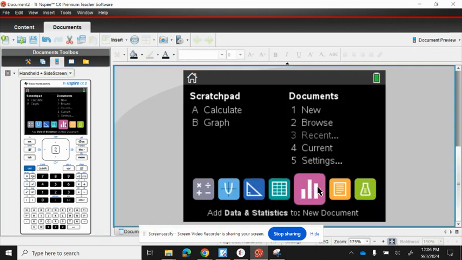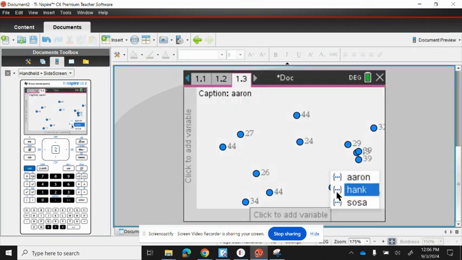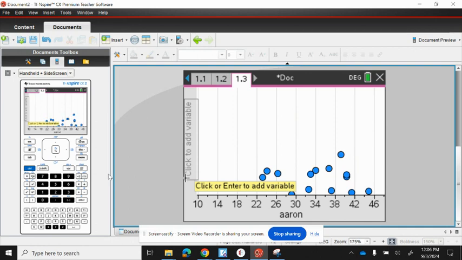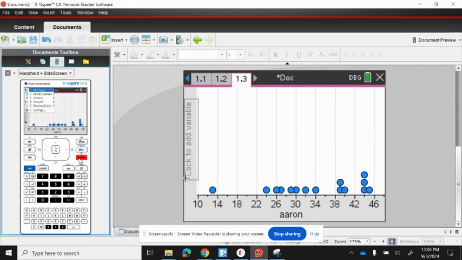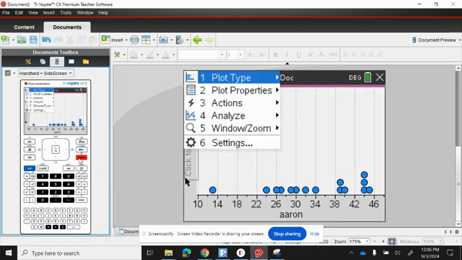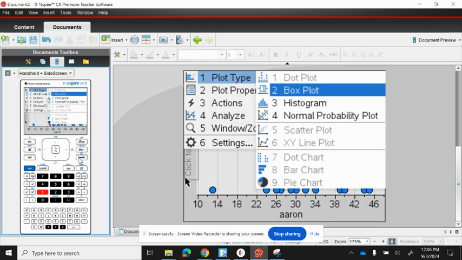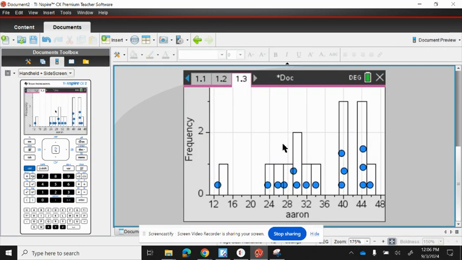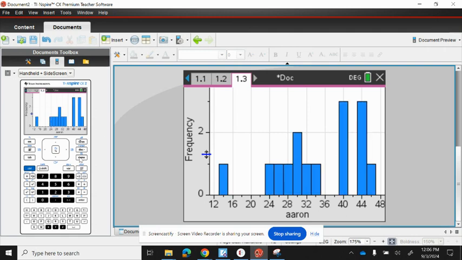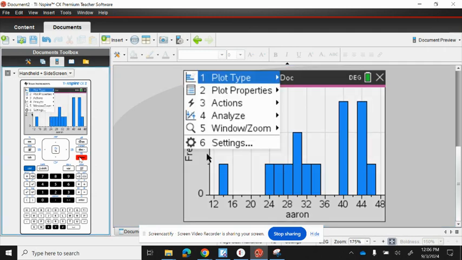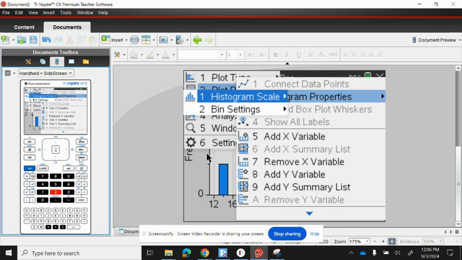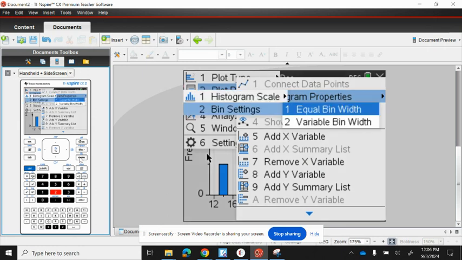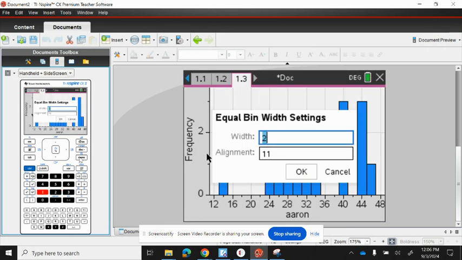If we were on a histogram, I don't have these in. I've got some stuff from Hank Aaron, Sammy Sosa in here, but menu 1, 4. Once you have it graphed, then it's menu 2, 2, 2, and then number 1 equal bin width, and there you set the width to 2.